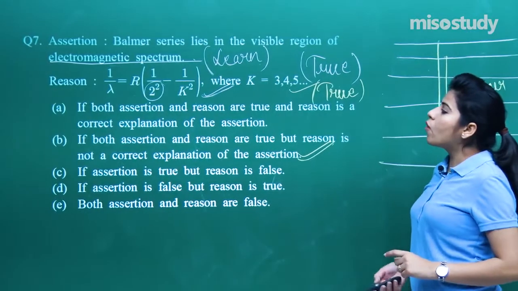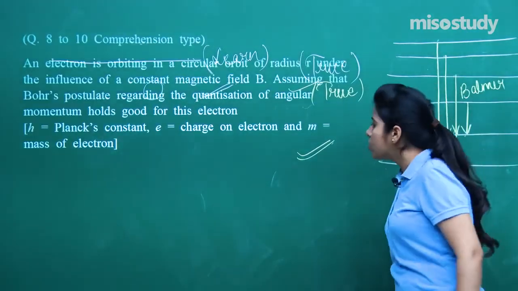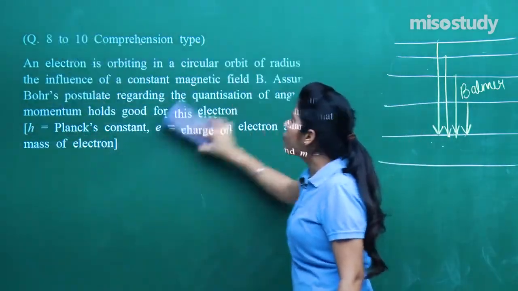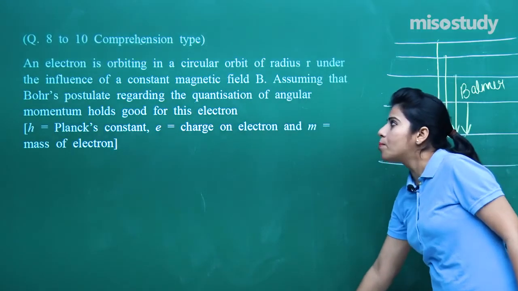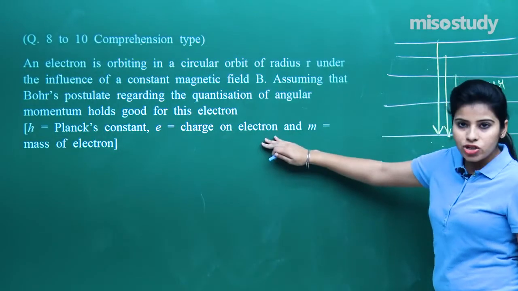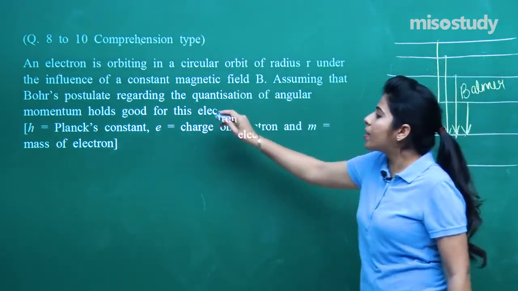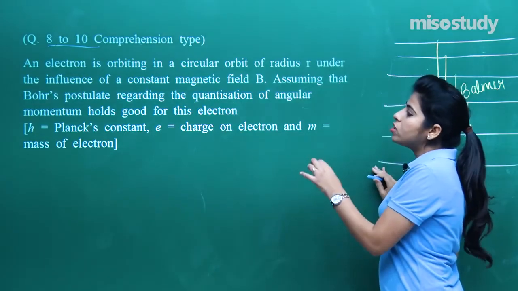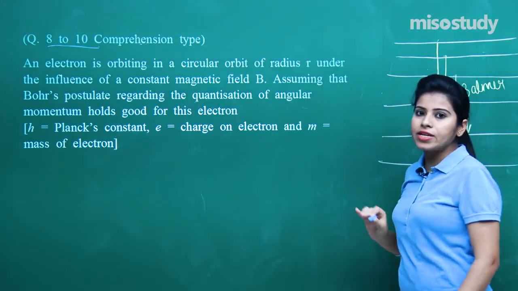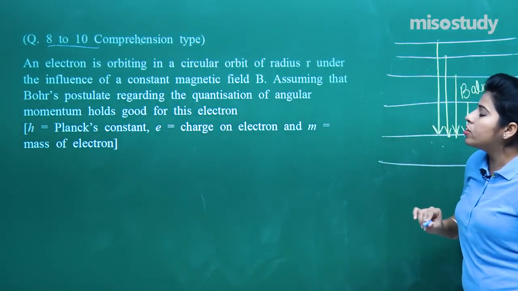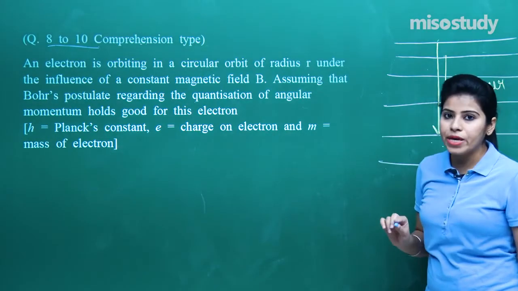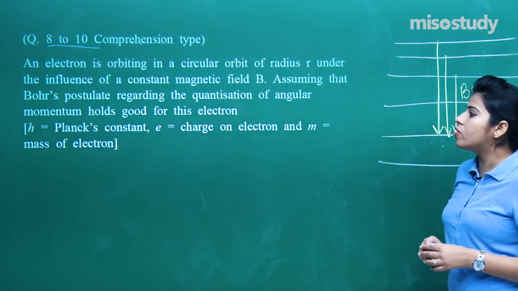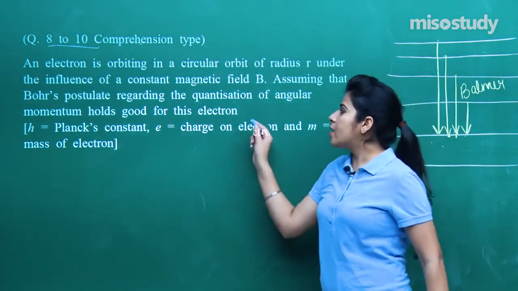Let me move towards the next question, question number 8. I can see that a new category has arrived before us, the comprehension type question. The comprehension has been given, and question number 8 to question number 10 will be based on this passage. An electron is orbiting in a circular orbit of radius r under the influence of a constant magnetic field B, assuming that Bohr's postulate regarding the quantization of angular momentum holds good for this electron.